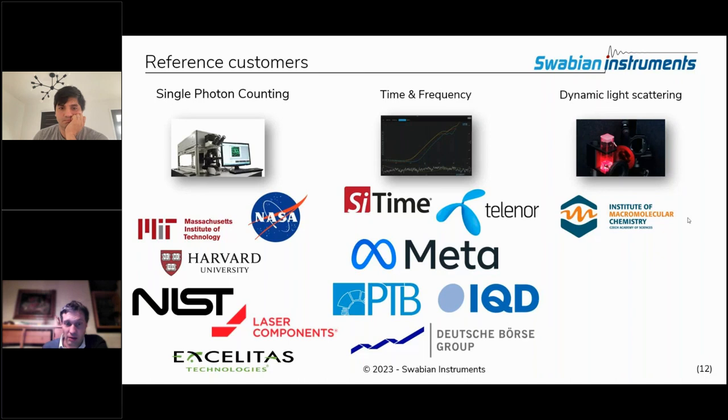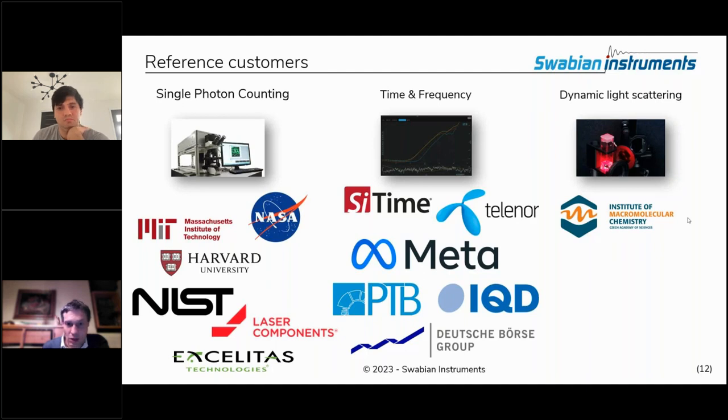And then in time and frequency, we're very proud that Silicon Labs has started using our Time Taggers to actually characterize their silicon MEMS oscillators relative to an atomic clock. Telenor mentioned they're really doing 1 PPS comparison, and Ahmad mentioned that he started using the Time Tagger to characterize the 1 PPS pulses of the Intel NUCs.